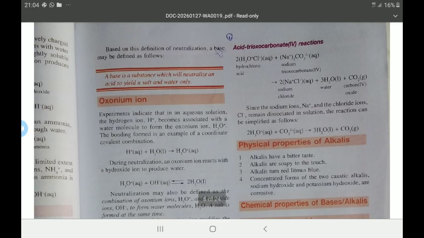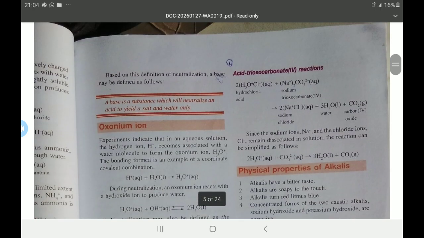Trioxocarbonate IV reaction. So when there is a combination of hydrochloric acid plus sodium trioxocarbonate IV, the result is sodium chloride plus water and carbon IV oxide. Since the sodium ions and the chloride ions remain associated in solution, the reaction can be simplified as follows. That is a simple reaction that we have.